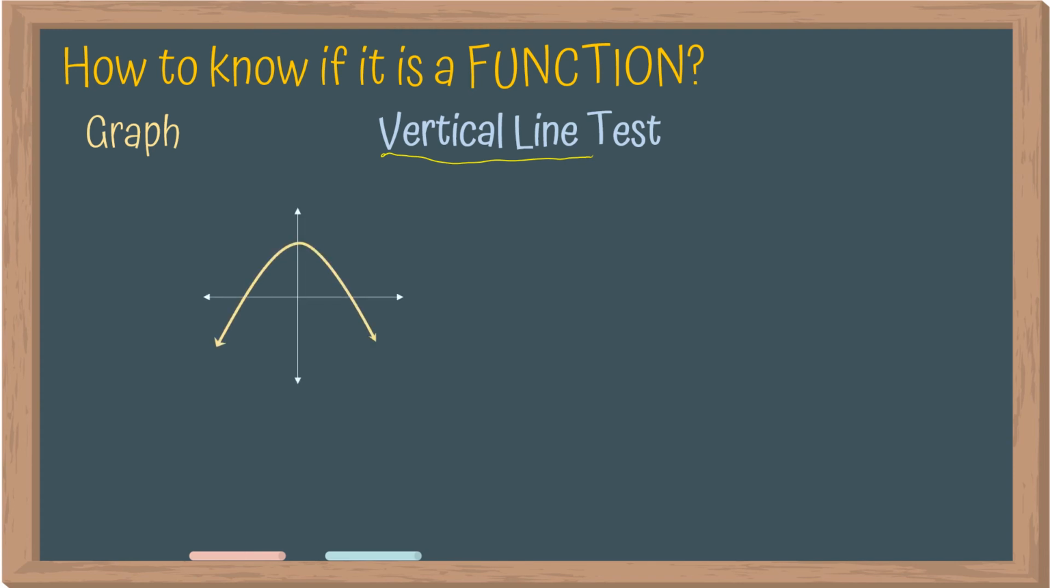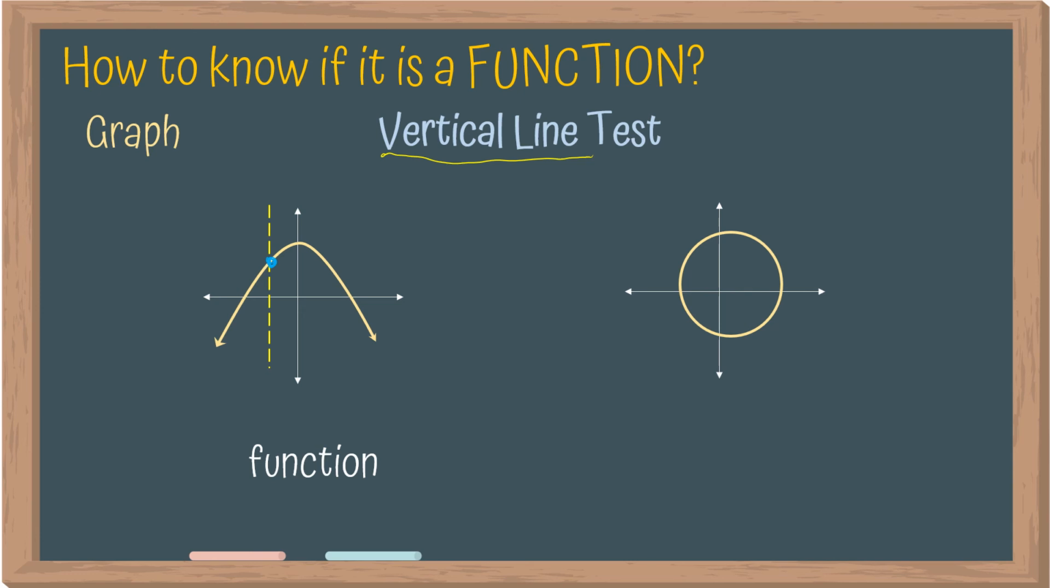Let's say we have a parabola opening downward like this one. So by vertical line test, we're going to draw a vertical line intersecting our graph. So upon doing that, we can see that the vertical line intersected our graph at how many points? So in this case, ayan, exactly 1 point. Okay, so since the vertical line intersected our graph at exactly 1 point, we can say that this graph represents a function.